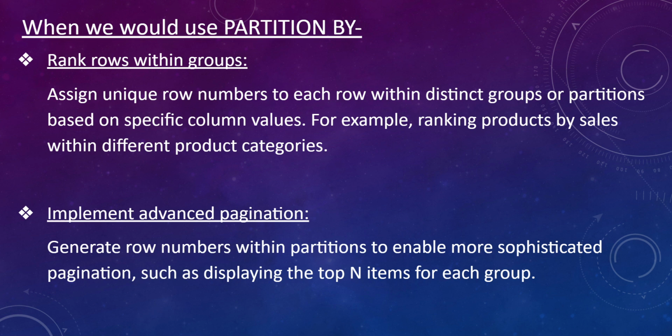Implementing advanced pagination. We can generate row number within a partition to enable more sophisticated pagination, such as displaying top n items for each group. Like if we are having say 10 partitions or 10 groups, and in each category or group there are say 100 items, and we just want the top 5 items from each group. In that scenario, this PARTITION BY clause will be very useful.